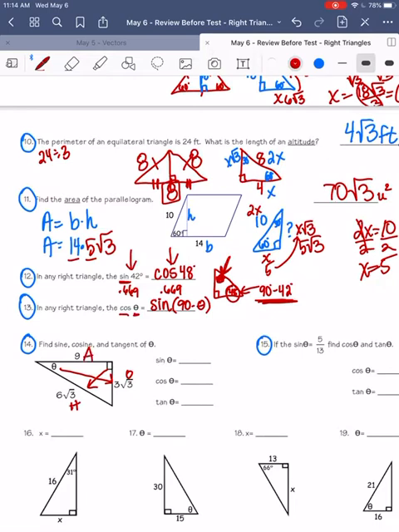Now when I do SOHCAHTOA, let's write it down so we don't forget. Sine is O over H. So we're going to do 3 root 3 over 6 root 3. And then you just have to simplify. If you notice, those root 3's are on top and bottom, numerator and denominator, so they're going to cross out. You're left with 3/6, and that reduces to 1/2. A lot of you got that right, which is great.